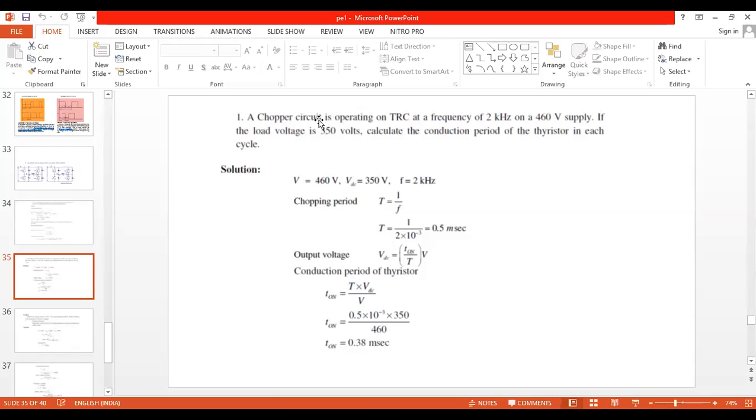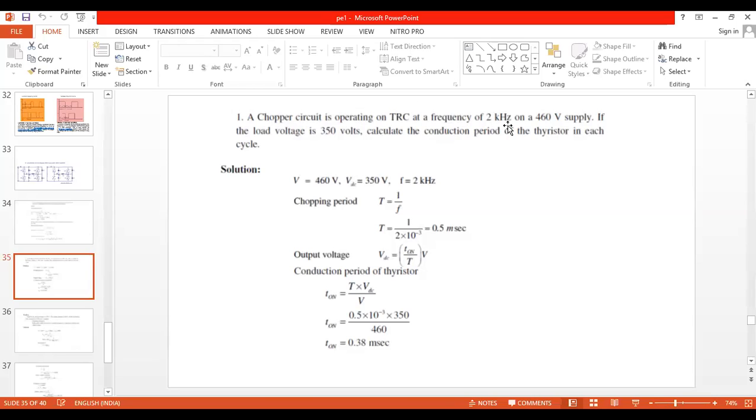Now, a chopper circuit is operating on TRC, that is time ratio control. Just now we have discussed. In time ratio control, we can change the value of frequency or we can keep the value of frequency constant. A chopper circuit is operating on time ratio control at a frequency of 2 kilohertz.